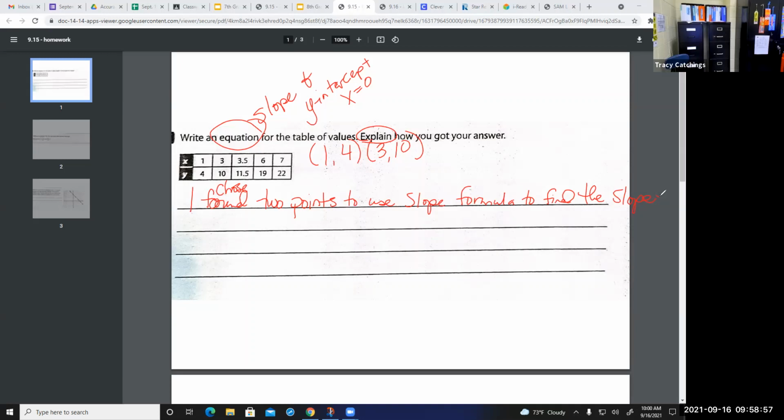All right, so looking at those 2 points, remember I told us we can label them to make sure we get them correctly. So that'll be x1, y1, x2, and then y2. Formula is y2 minus y1 divided by x2 minus x1. So what's y2, y1, x2, x1? 10 minus 4, 3 minus 1. 6 divided by 2. So 3 is the slope. So I chose 2 points to use slope formula to find the slope to be 3.